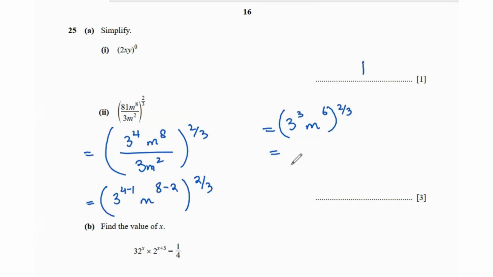Now, remember that whenever you have a power outside the bracket and inside the bracket, you multiply the powers. So which means 3 gets multiplied with 2 over 3 and 6 gets multiplied with 2 over 3. So 3 times 2 over 3 and 6 times 2 over 3. Base remains the same throughout. So that's 3 to the power of 2, m to the power of 4, because 6 divided by 3 is 2, 2 times 2 is 4. So that's 9m to the power of 4. That's your answer.